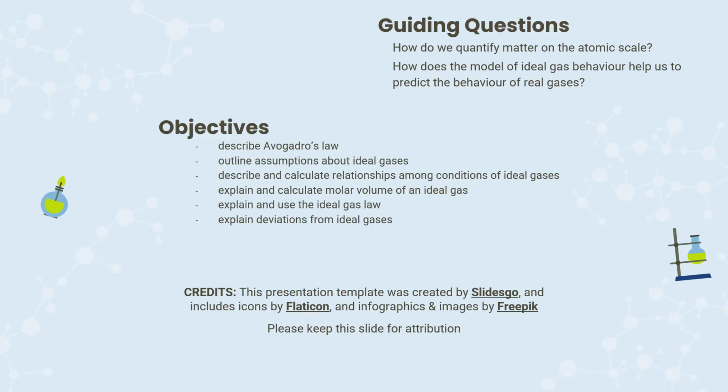And on that note, we talked about quantifying matter on the atomic scale. There are equal numbers of molecules in equal volumes of gases at STP. And we also talked about how ideal gas behavior math can help us predict behaviors even of our real gases. We described Avogadro's law. We talked about those 5 assumptions that we make for ideal gases to behave ideally. We did lots and lots of math with our combined gas law. We talked about the molar volume of an ideal gas. Remember that in IB world, it is 22.7 cubic decimeters per mole, not 22.4. We used the ideal gas law, PV equals nRT, and we talked about those little deviations between real gases and ideal gases.